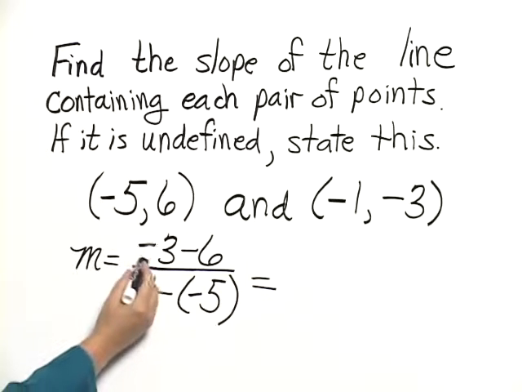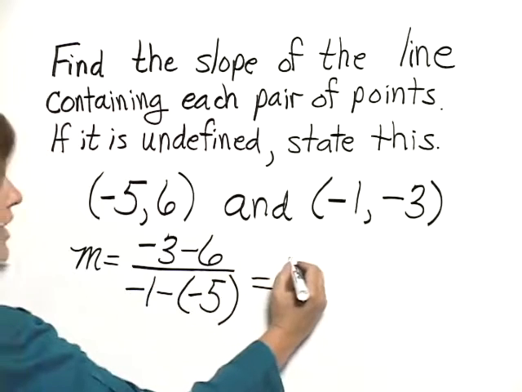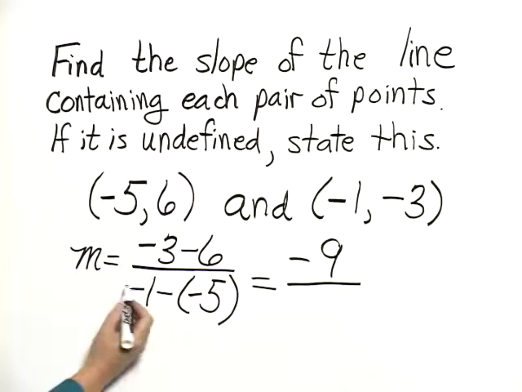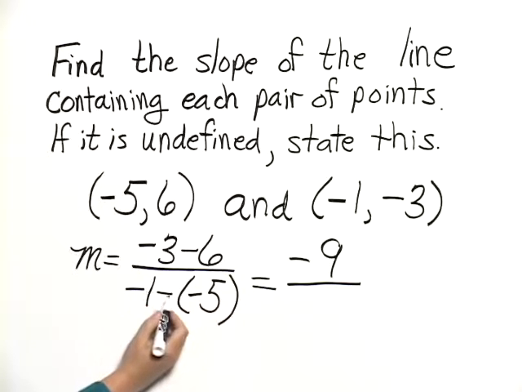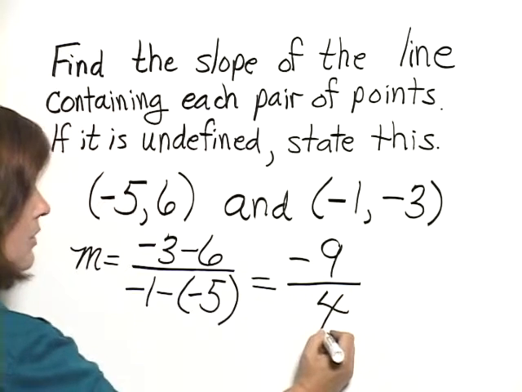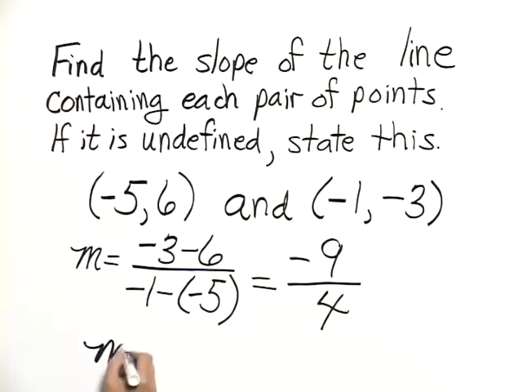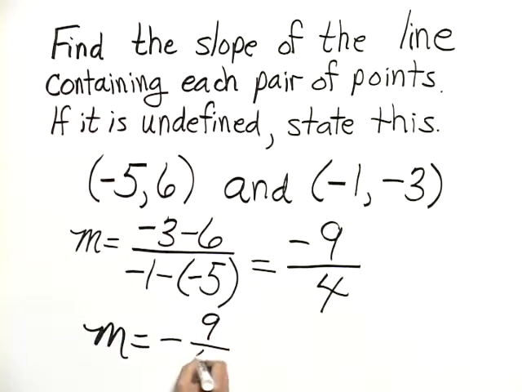In the numerator, -3 minus 6 is -3 plus -6, which is -9. In the denominator, -1 minus -5 is -1 plus 5, which is 4. This does not simplify, so we can write that the slope m is -9/4.